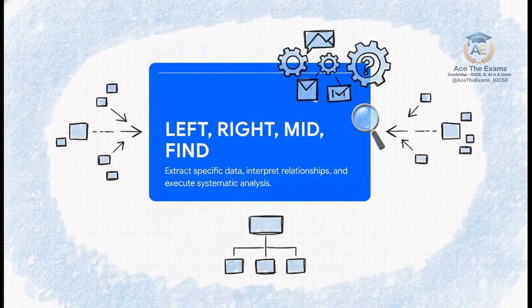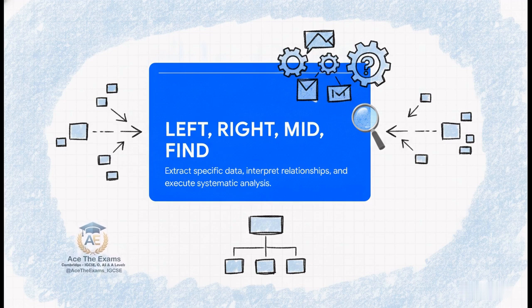At the very core of our architectural blueprint are the raw materials, the 8.1 string functions: left, right, mid, and find. Now, I know what you're thinking. I know what these do. But in Cambridge exams, these aren't just isolated buttons you click on a screen. Examiners view them as powerful string manipulation tools used to extract specific data, interpret highly complex data relationships, and execute systematic analysis.